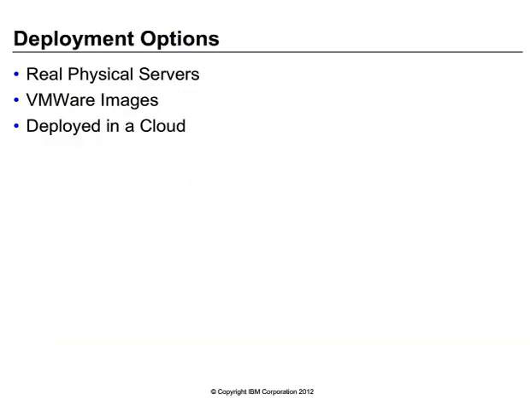Here are 3 options to deploy these servers. You can use real physical servers, use VMware image files, or put them in a cloud. Here are some of the things we discovered. Using real servers can be costly to own, costly to maintain, and there might be additional costs to upgrade them. It will also be time-consuming to network all of them.